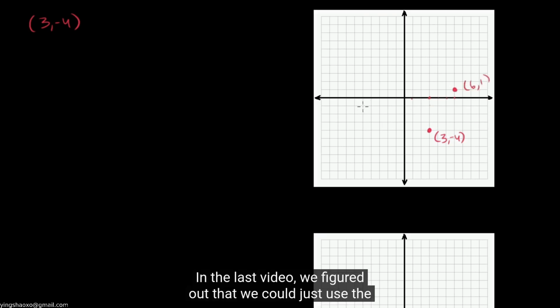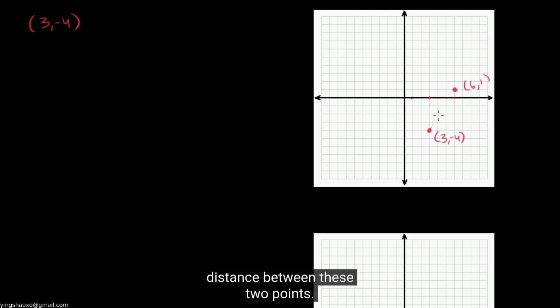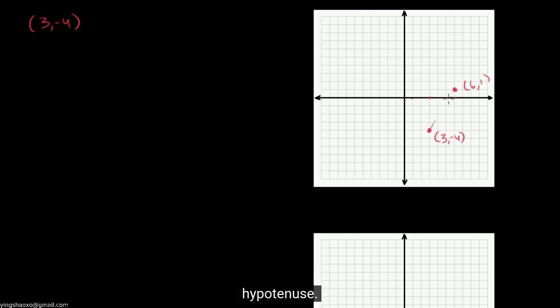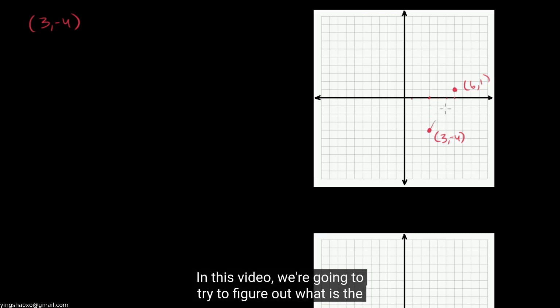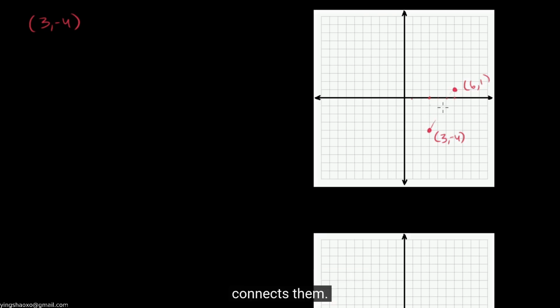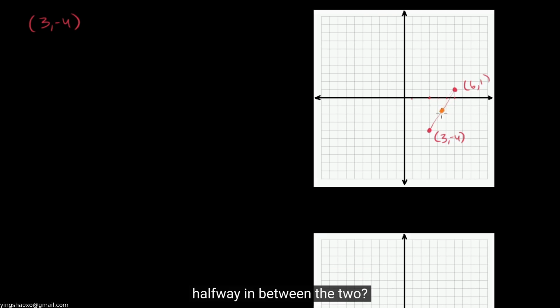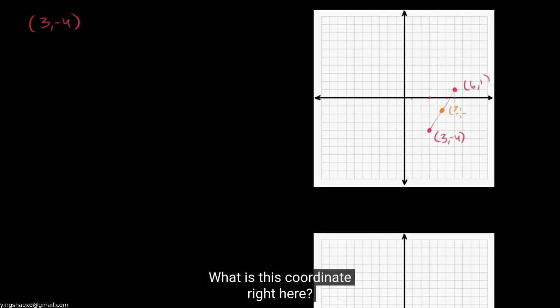In the last video, we figured out that we could just use the Pythagorean theorem if we wanted to figure out the distance between these 2 points. We just drew a triangle there and realized that this was the hypotenuse. In this video, we're going to try to figure out what is the coordinate of the point that is exactly halfway between this point and that point. So this right here is kind of the distance, the line that connects them. Now, what is the coordinate of the point that is exactly halfway in between the two? What is this coordinate right here?